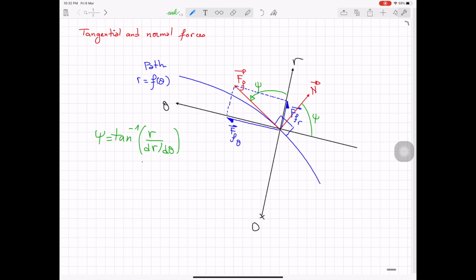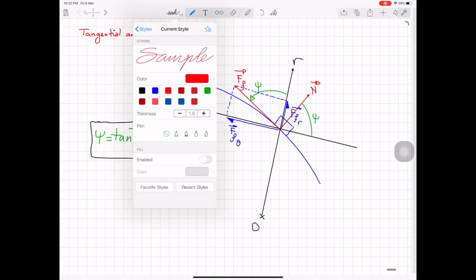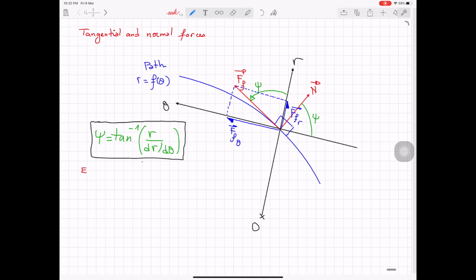This is a very important relationship, and it is very useful whenever you are using the cylindrical coordinate system but you have some tangential or normal force, or both. So let's take a practical example and see how we apply the formula.